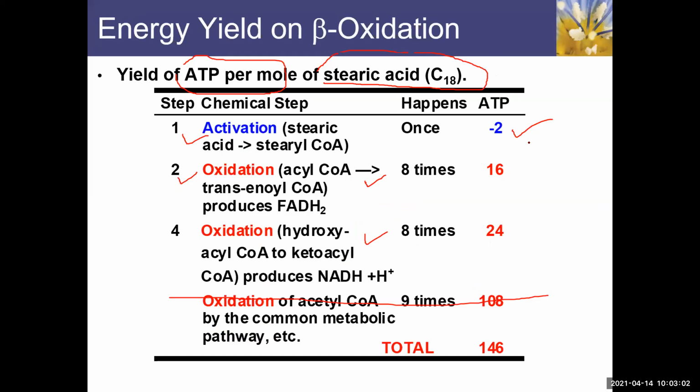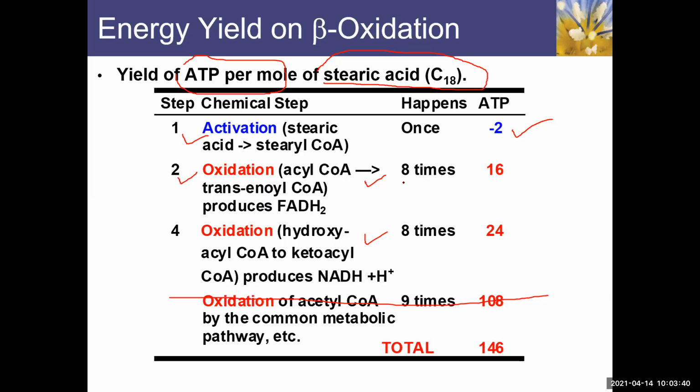Sometimes the question is about the energetics. Since I had a fatty acid with 18 carbons, in one cycle I produce one FADH2 and one NADH, isn't it? And I use two ATPs. So what do I produce in one cycle? One NADH and one FADH2, right? And how many ATPs do I use? I use two ATPs.